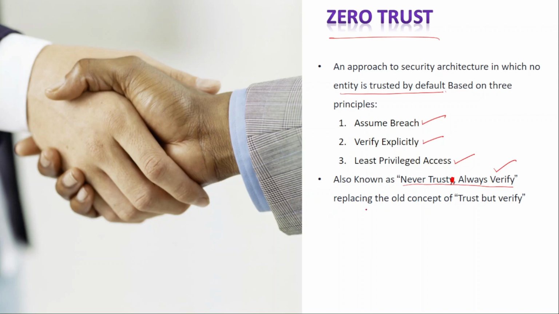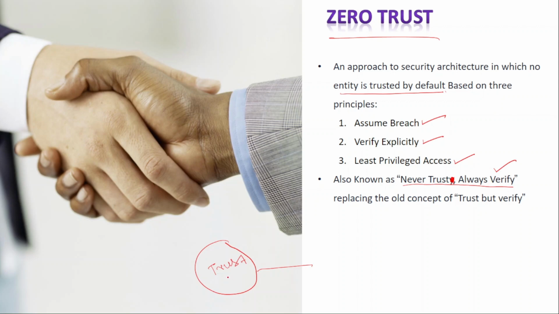So what does this actually mean? In a traditional network, we assume that, let's suppose, this is our organization, this is the external world, and we assume that this is our trusted network or trusted perimeter.